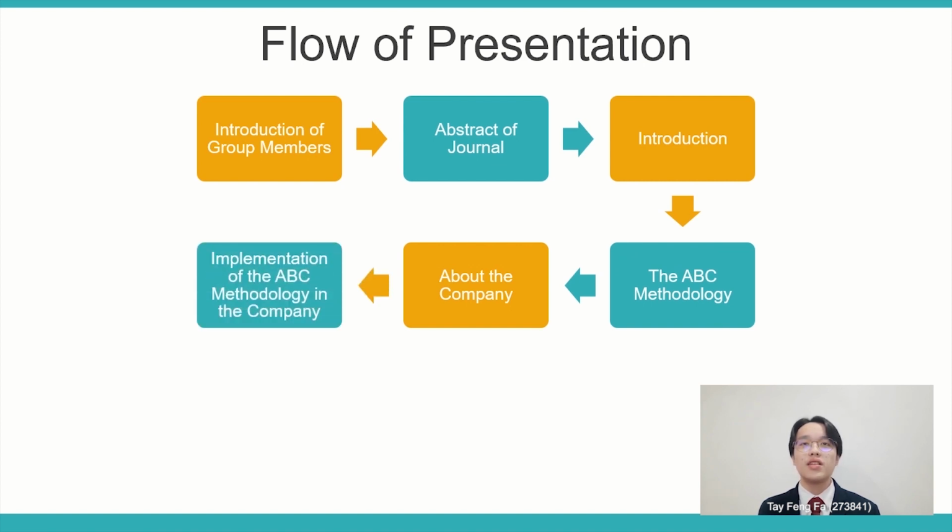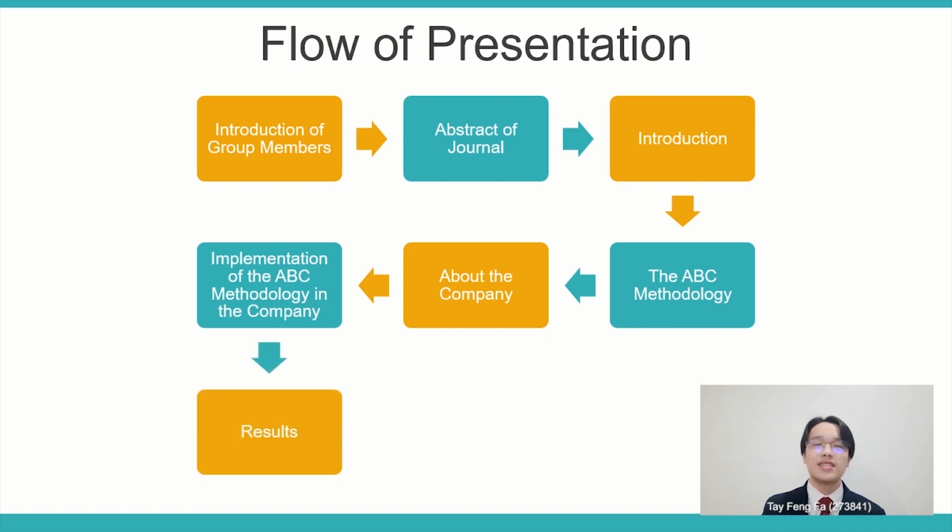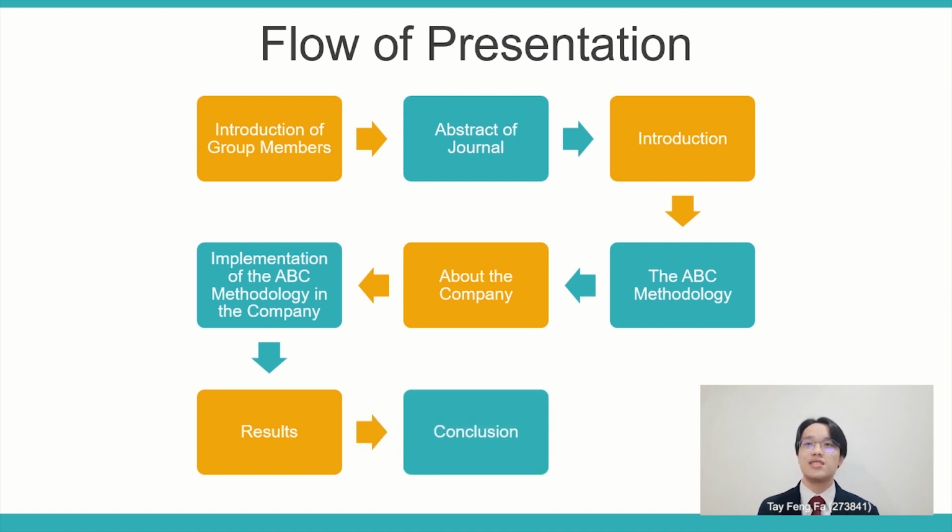After that, we will explain the implementation of the ABC methodology in the company, in which there are two phases involved. The first phase is the allocation of resources to activities, and the second phase is the allocation of activities to products and the definition of industrial costs. After that, we will be discussing the results of the implementation of ABC methodology in the company. And lastly, we will be presenting the conclusion to this journal.